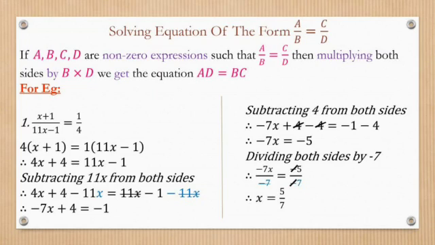Now you are going to remove 11x. To remove 11x, what do you have to do? You are going to add, subtract, multiply, divide. What are you going to do? Yes, you are going to subtract. So, subtracting 11x from both sides. So, 4x plus 4 minus 11x is equal to 11x minus 1 minus 11x.